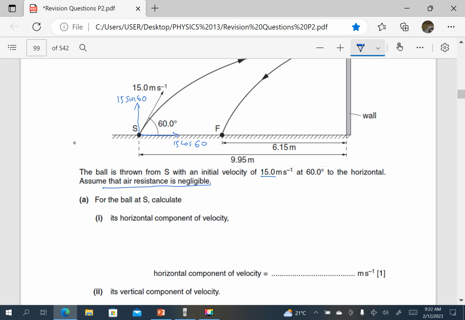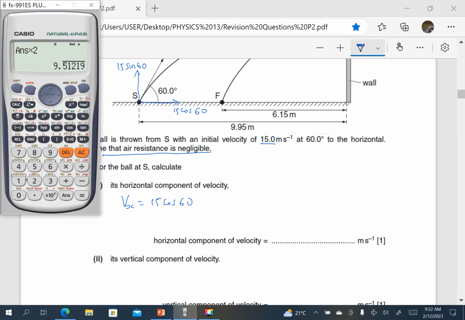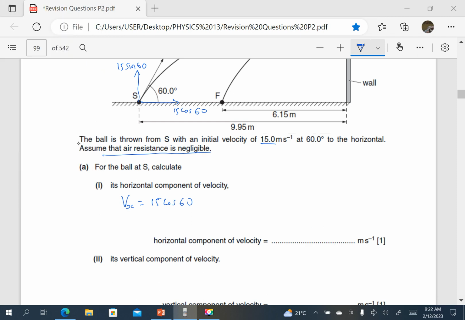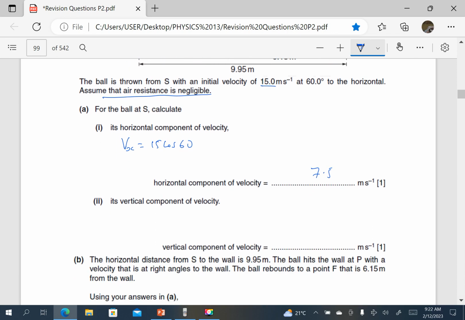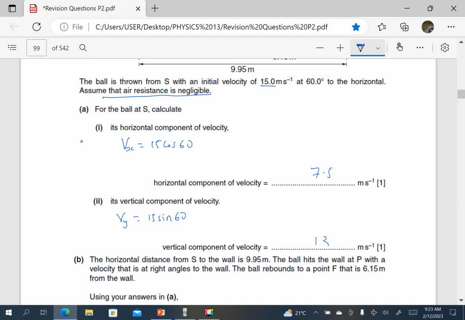For the ball at S, calculate its horizontal component of velocity. So in other words, we resolve horizontally. I'll call the horizontal component Vx. So Vx is going to be 15 cos of 60. 15 cos 60, that is 7.5. Then its vertical component of velocity. I'll call it Vy, which is 15 sine of 60. So 15 sine 60, which is 12.99, which is approximately 13.